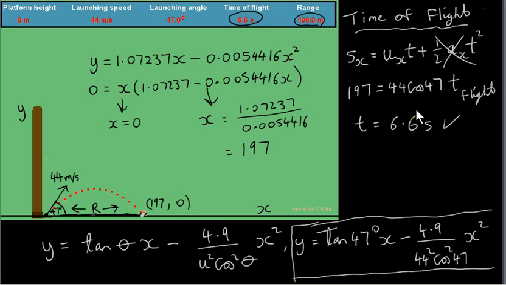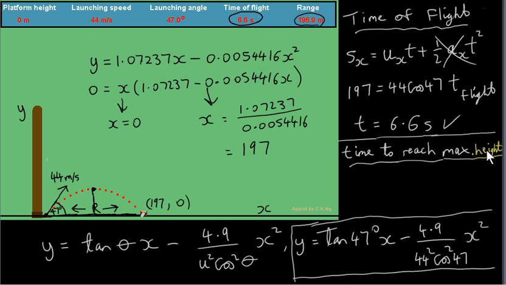So we're doing this in a slightly different way than in the previous video because we know the range of the function. We know from the last video that the time it takes for the particle to reach its maximum height, which is here, is half the time of flight. It's half of 6.6. So that's about 3.3 seconds. So it takes 3.3 seconds for the particle to reach this point, the highest point.